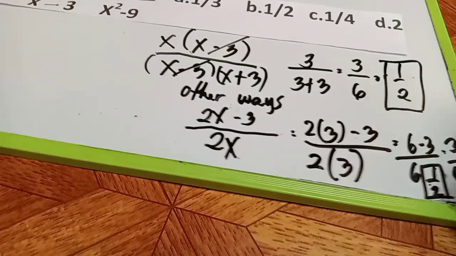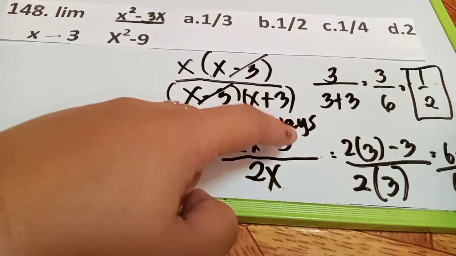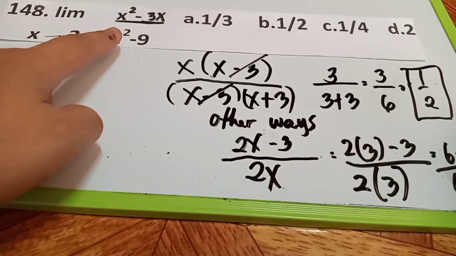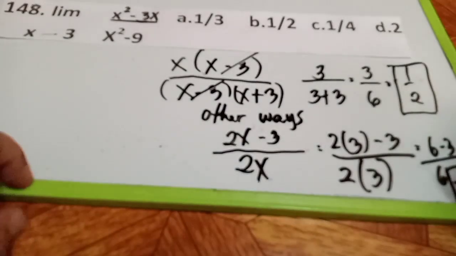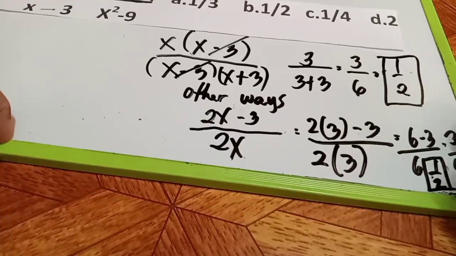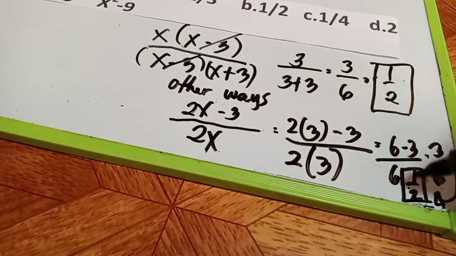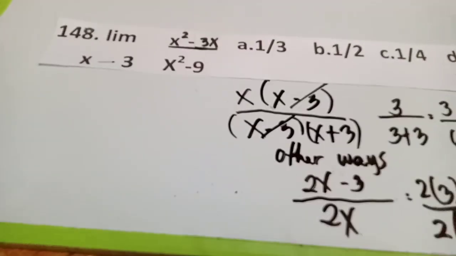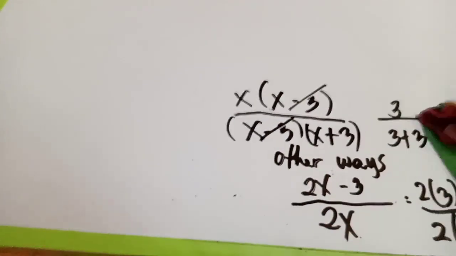The derivative of x squared minus 3x will be 2x minus 3, and the derivative of x squared will become 2x. So 2 times 3 will become 6 minus 3, and then 2 times 3 will become 6. So 6 minus 3 will become 3 over 6, and if we reduce this to the lowest term, this will become 1/2. Okay, let's proceed to 149.